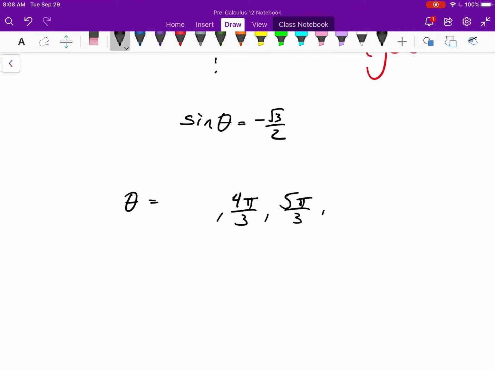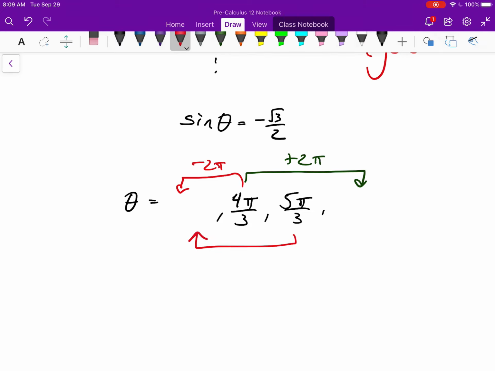Well, keep in mind, after this, if I want to find an angle less, I just got to subtract 2 pi from any of these. Right, if I go minus 2 pi, I'm going to get an angle that's coterminal with 4 pi over 3. Or if I add 2 pi to this, I'm going to find another angle that's coterminal with this. And I can do the same thing with 5 pi over 3. If I subtract 2 pi or if I add 2 pi, I'm going to find all my other answers.